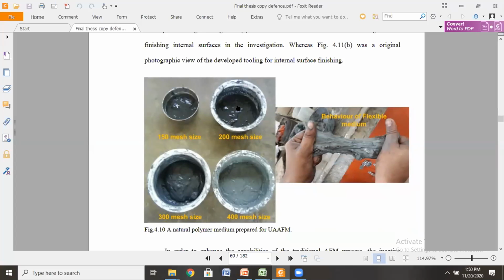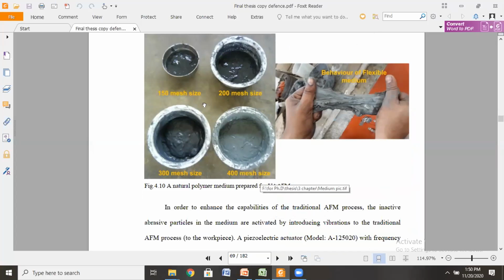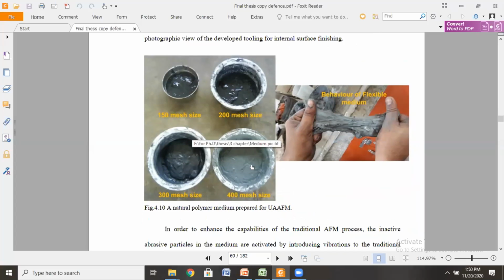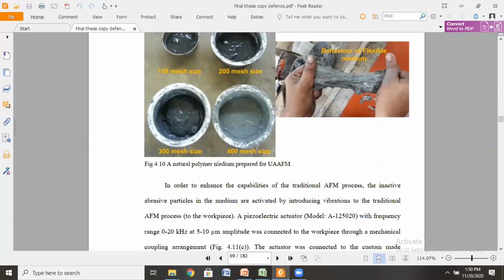Here you can see the different mesh sizes we have mixed. After applying for a patent, we commercialized this media and named it natural polymer medium. These are the four combinations, four levels, we tried in the experiment.